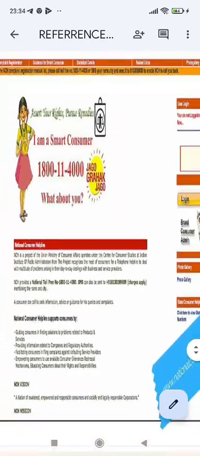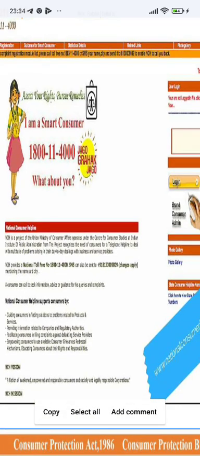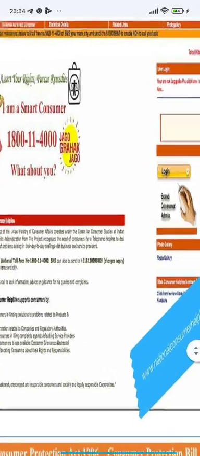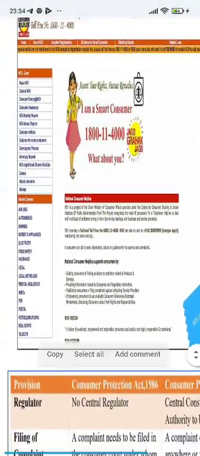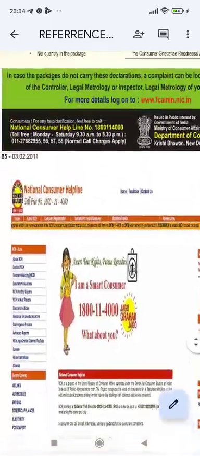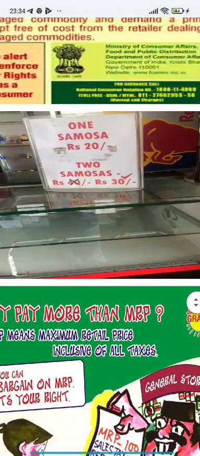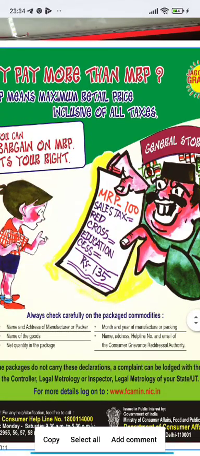There is a helpline number by which a consumer can seek redressal by dialing it, that is 1800111400. Jago Grahak is a site where a consumer can file their complaint and further seek redressal from the particular forum. So now, coming on to the leading cases.